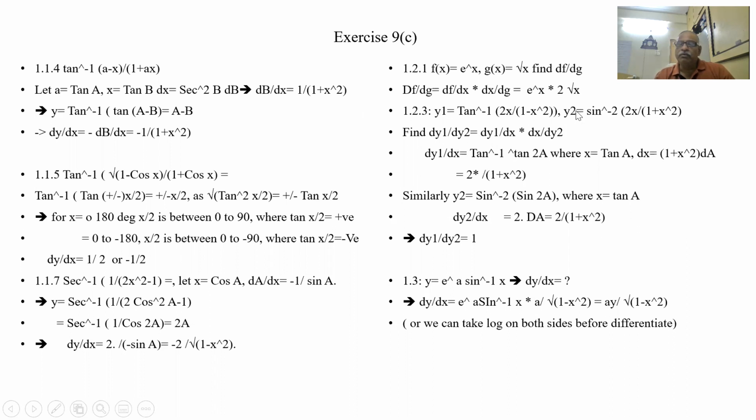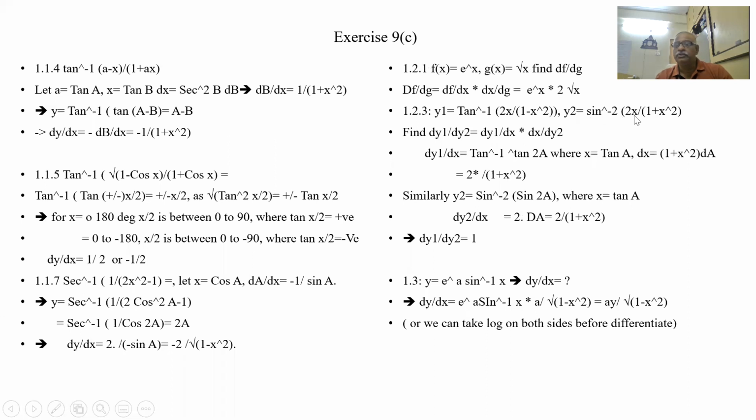Y1 is given, Y2 is given. We have been asked dy1 by dy2. So dy1 by dx, dy2 by dx, I can differentiate, I can substitute. So y1 is equal to tan inverse tan 2a, where x is equal to tan a. This is tan inverse tan 2a, that is 2a. This is a dy1 by dy2.